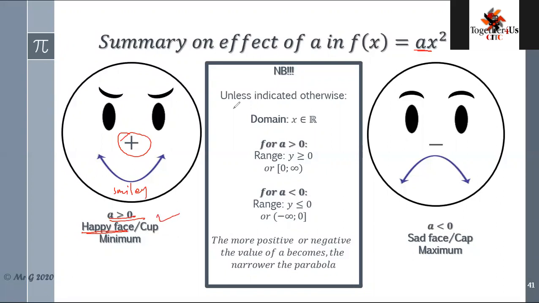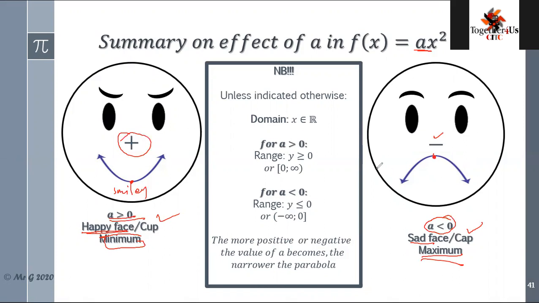And finally, most importantly, remember the minimum maximum question that I asked you? You actually have a minimum point, which will be somewhere here, right? If you have got a case where a is negative, then you're going to have a sad face. As you can see here, the face is sad, or others refer to this as a cap. But the bottom line is this: you will have a maximum point on your sketch.